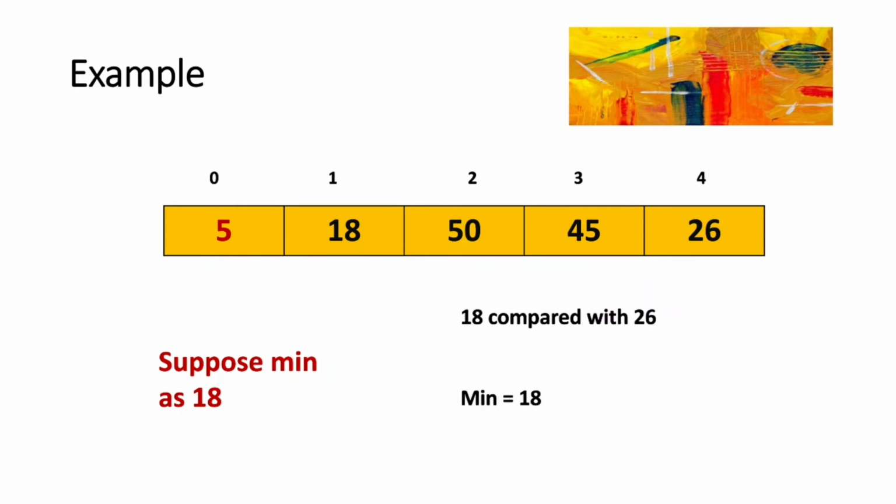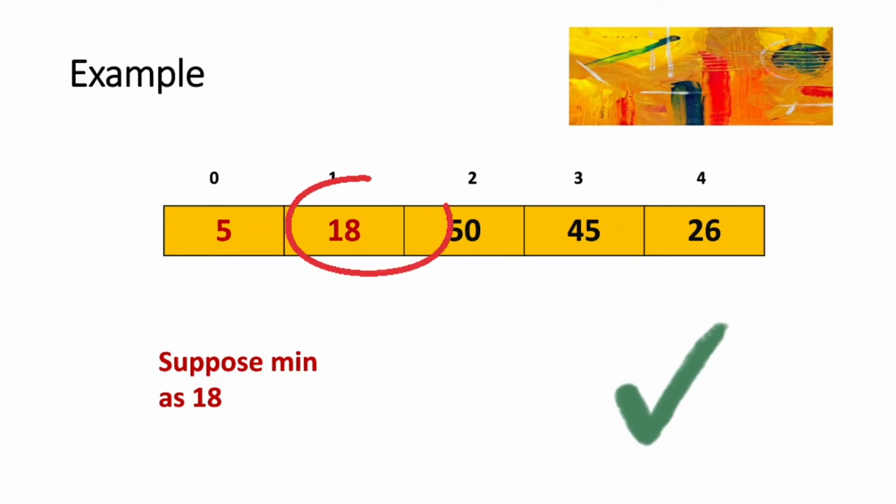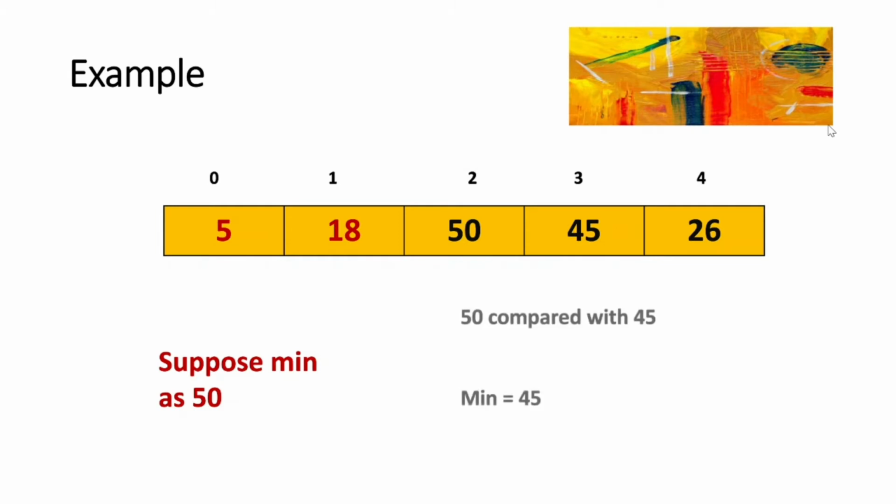So all the elements have been done and we concluded that 18 is the minimum one. So 18 is at its correct position now, right? Now, suppose that 50 is the smallest element. So now 50 will be compared with 45 and evidently 45 will be the smallest one, right? Then 45 is the min now. Now 45 will be compared with 26 and we concluded that 26 is the minimum one, right?